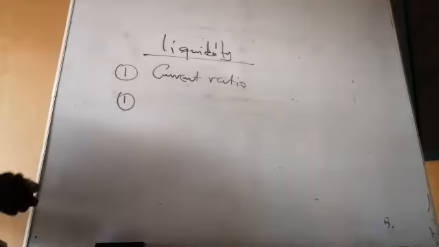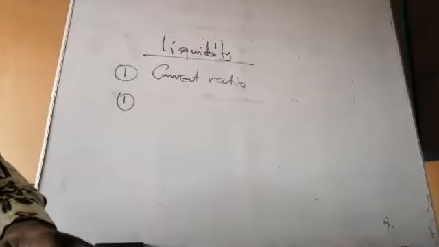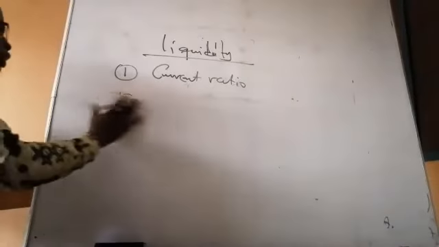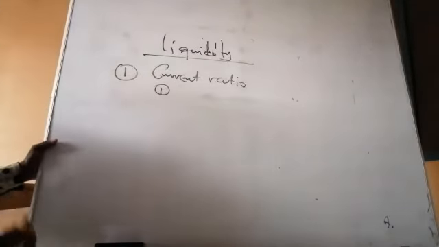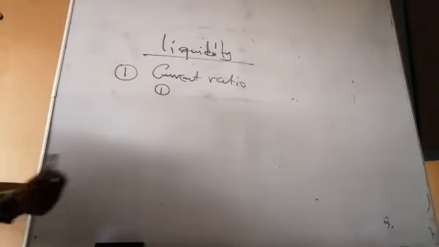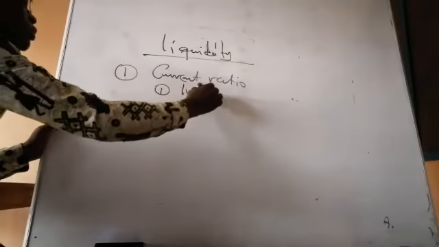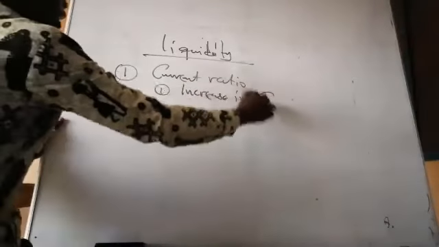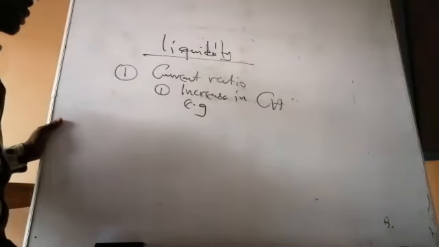Number one. Current ratio is the current assets over the current liabilities, expressed as to 1. So an increase in the current ratio could be caused by, one, an increase in the current assets. If the current assets are high, so one, an increase in the current assets. You can give an example. Why will your current assets increase?